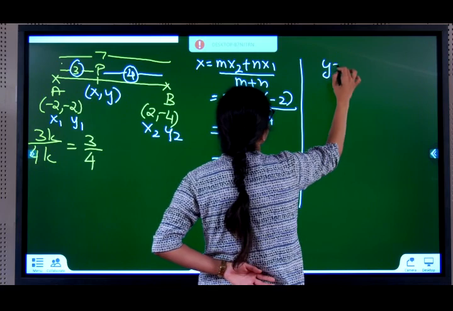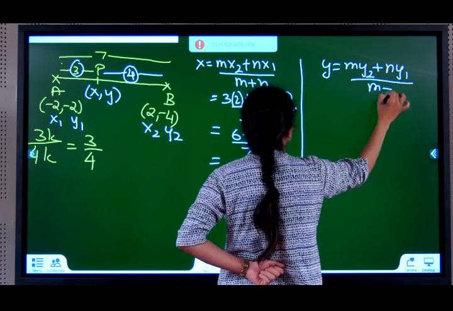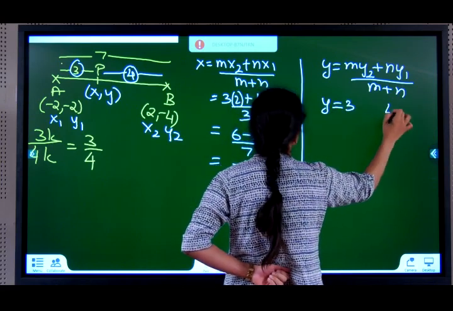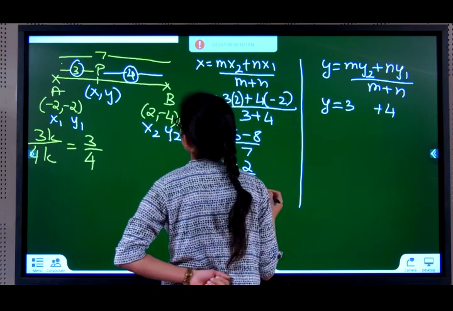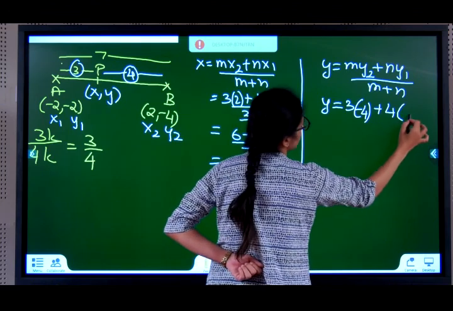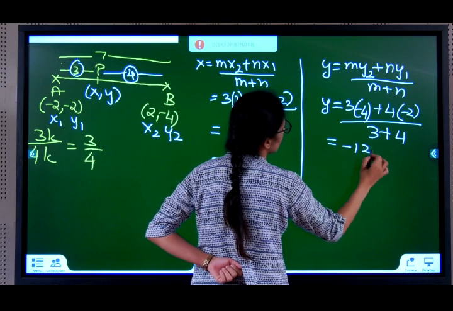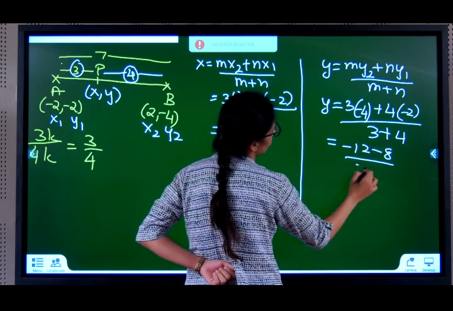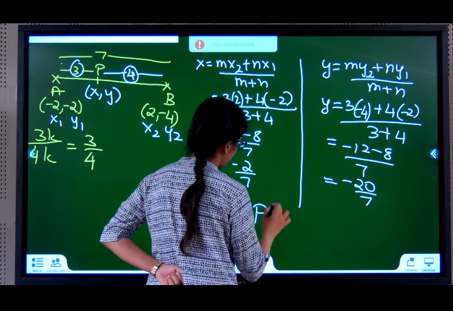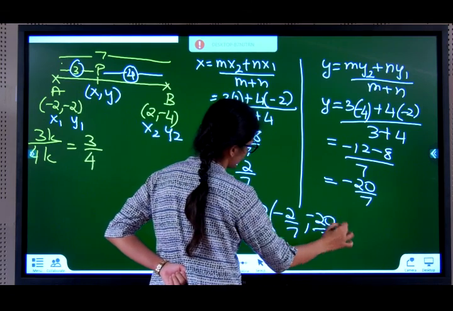Y coordinate: my2 plus ny1 divided by m plus n. Y is what I want. M is 3, n is 4. What is y2? Minus 4. What is y1? Minus 2, divided by 3 plus 4. Minus 12 minus 8 divided by 7. Minus 12 minus 8 is minus 20 by 7. Therefore, the coordinates of P are minus 2 by 7 and minus 20 by 7.